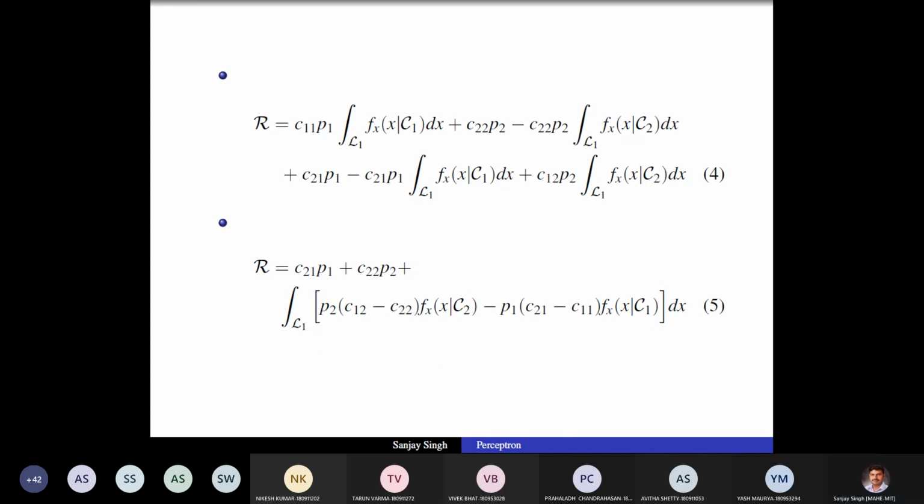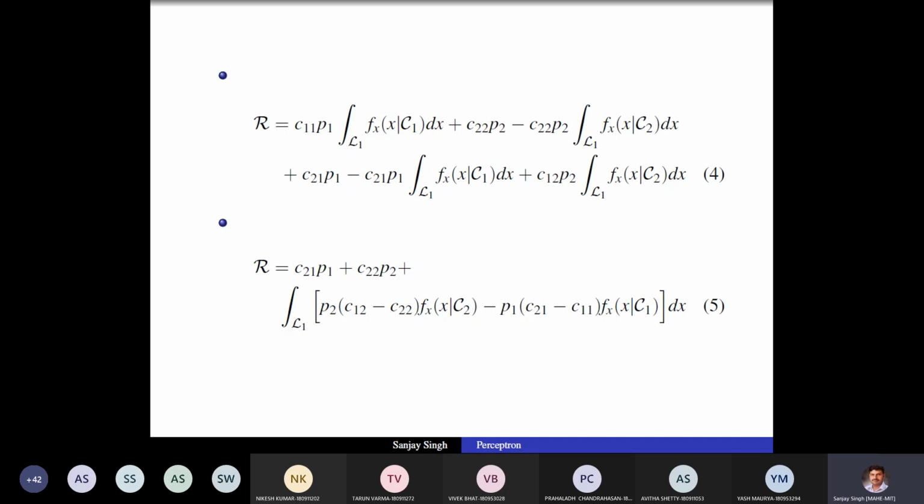Now we can think of some strategy. What could be the strategy to reduce the risk? Any idea? You know that this is the fixed cost. You cannot do anything with this. You cannot do anything with this. Now everything depends on this particular integrand, whatever is there in the square bracket.